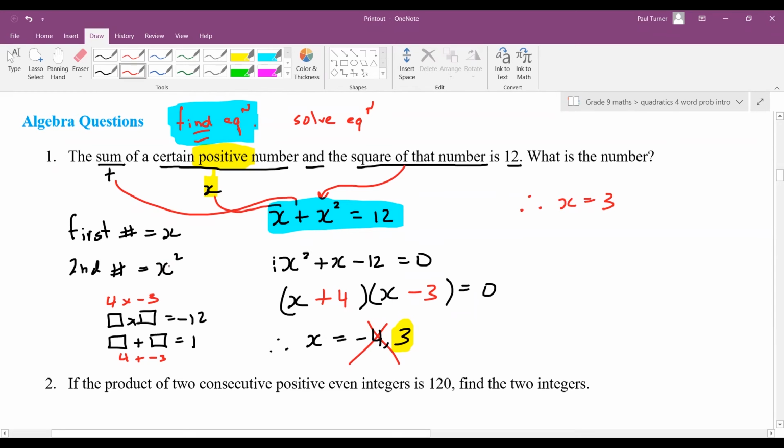And the second number would be 9, x squared. So that's your number there. The second number would be 9. It would be x squared. So that would have been 9. But that's actually your answer there. That's all I need. What is the number? This number here. Okay, so 3 for that one.